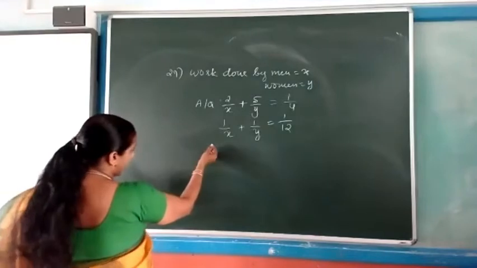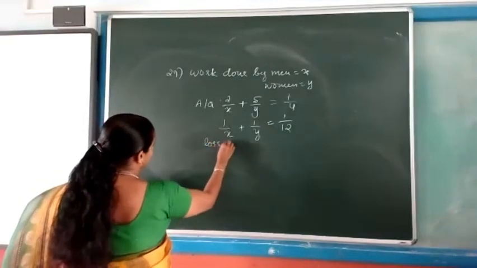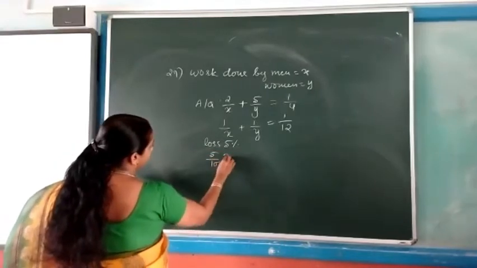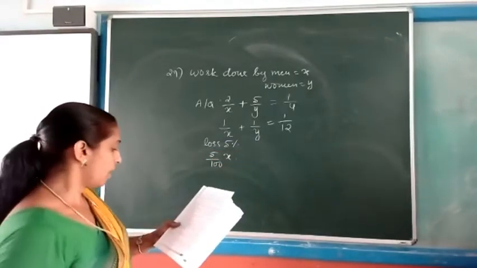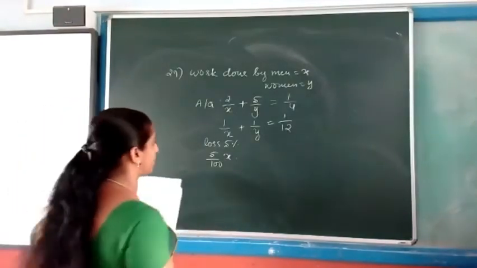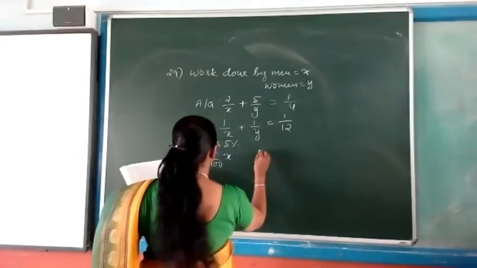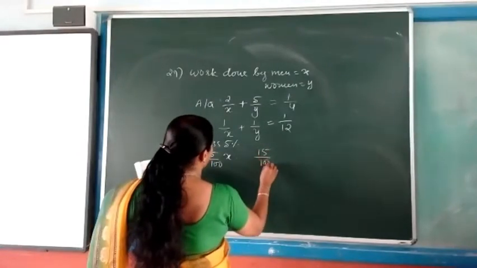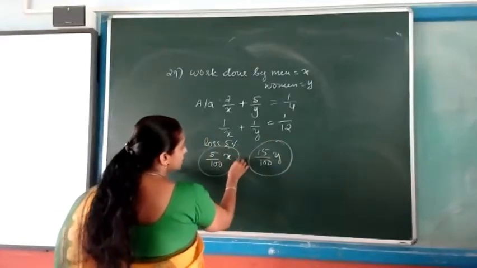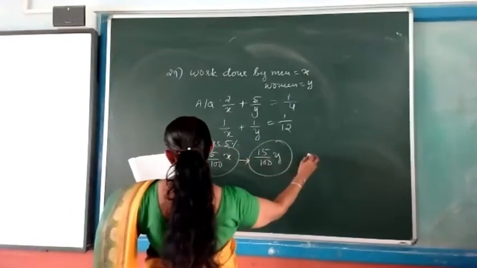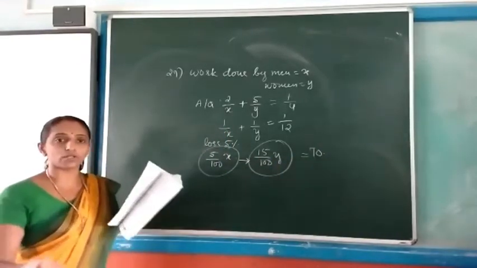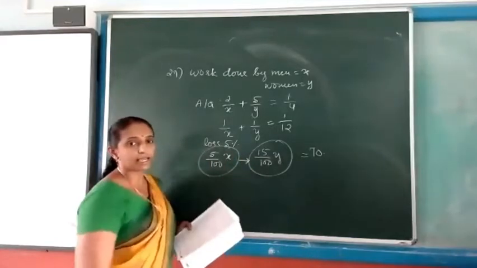If a loss of 5% is given, the loss value will be 5 by 100 of X. And for the 15% gain on the lemon set, the gain value will be 15 by 100 of Y. So this will be more, this will be less, and the difference of these two is given as 70. After selling with the loss, the person still gets a gain of 70.